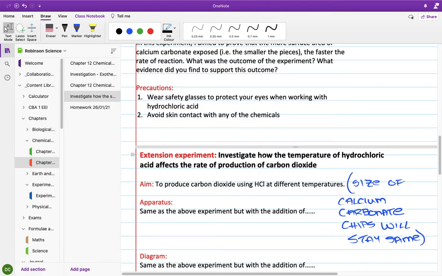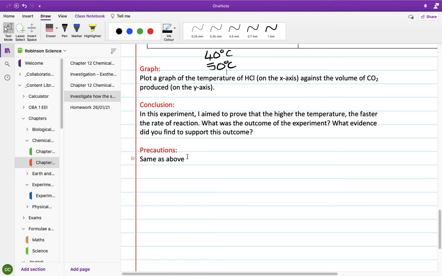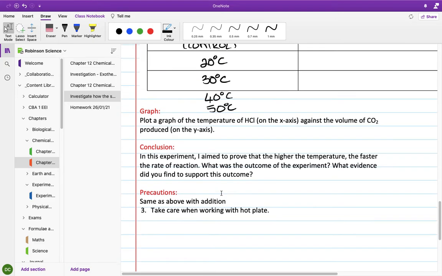So wear safety glasses to protect your eyes while working with the hydrochloric acid, probably more important when you're heating it. Avoid skin contact with any of the chemicals. I suppose you could probably add in a third one. You will be working with a hot plate, so be careful. A hot plate is hot, obviously. Don't put your hand on it.